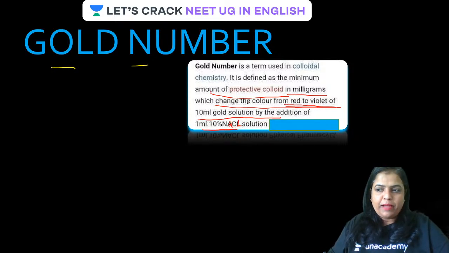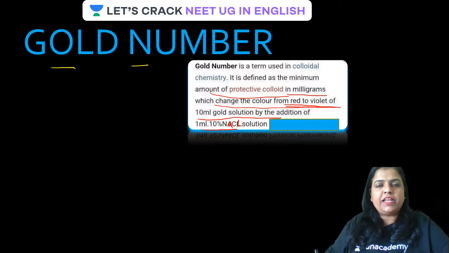I'm repeating it again. Have a look at the screen now. Guys, it is the minimum amount of protective colloid in milligram, which changes the color from red to violet of 10 milliliter gold solution by addition of 1 ml of 10% NaCl solution.